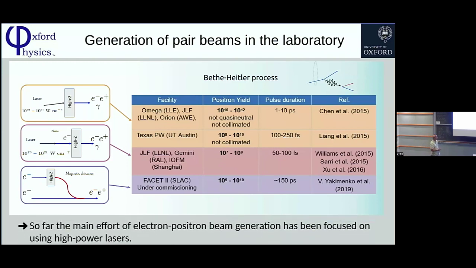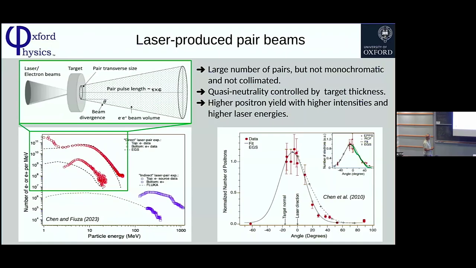So far, the main effort in creating electron-positron beams has been focused on high power lasers, right? So again, this is what you do with high power lasers. One of the first experiments was done at Omega, but also at Lawrence Livermore. You fire a laser into a high-Z target, and you have these pairs. The pair angular distribution has been measured to be on the order of 10 to 20 degrees, so they are not really highly collimated.